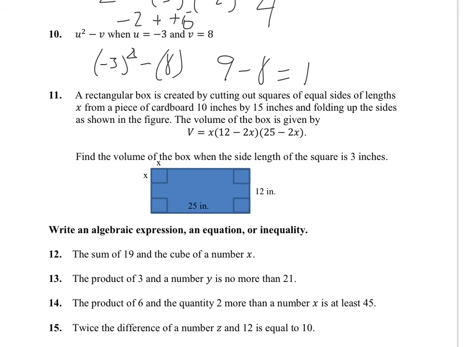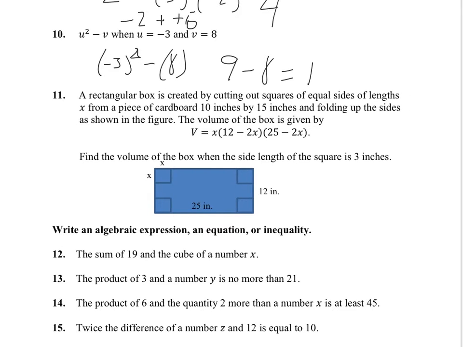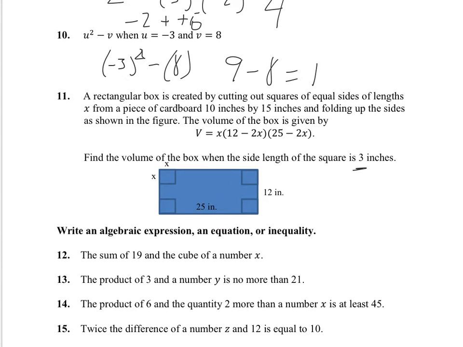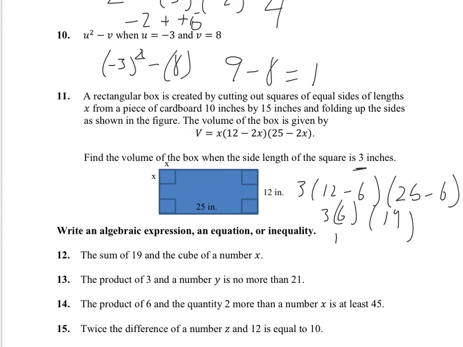And if we go down here to number 11, x is 3, so that means it's 3 times 12 minus 6 times 25 minus 6. 12 minus 6 is 6. 25 minus 6 is 19 times 3. Okay, 6 times 3 is 18 times 19 is 342. Okay.